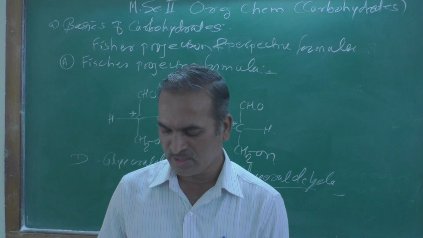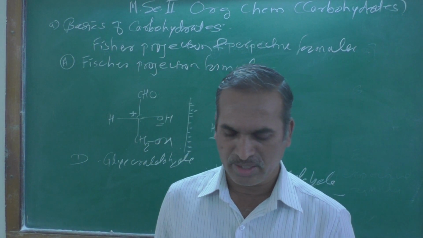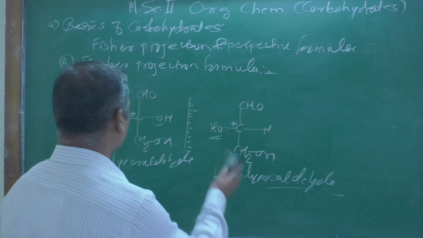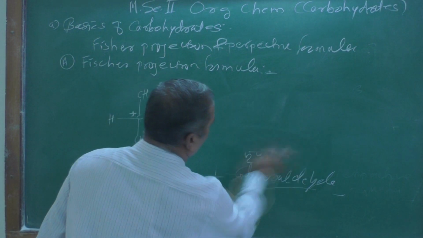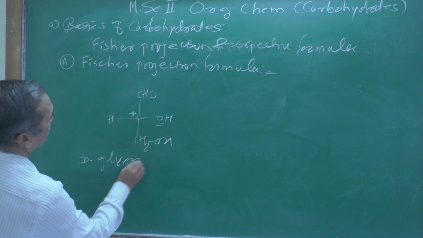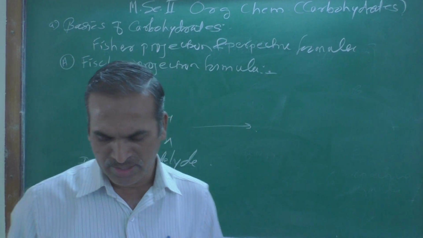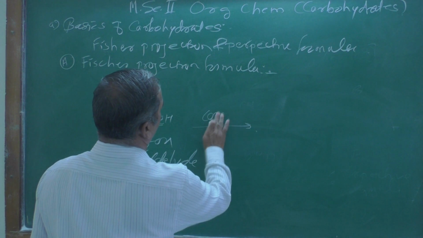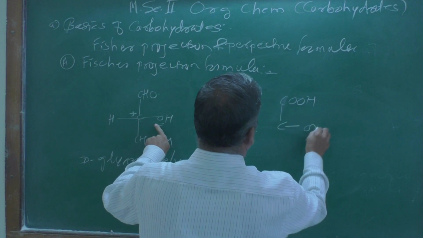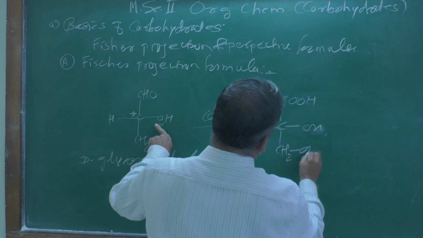For example, D(+)-glyceraldehyde is oxidized to D(-)-glyceric acid. Here we have D(+)-glyceraldehyde as well as D(-)-glyceric acid. This is D-glyceraldehyde, as we know. When it is treated with an oxidizing agent, what is going to happen? The aldehyde group is going to convert into COOH, then here OH, H as it is, and CH2OH remains as it is.